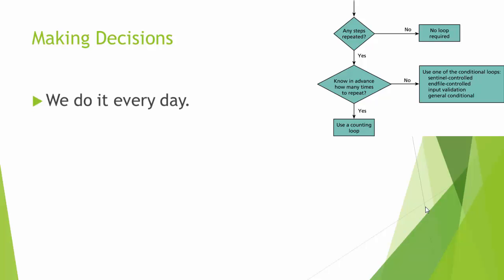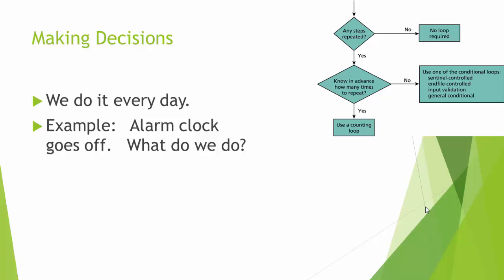Well, if we want to understand how a program makes decisions, first, maybe we should think about the ways that we make decisions. We do them every day. So we examine data, and based on that data, we make decisions. As an example, if our alarm clock goes off, what do we do?